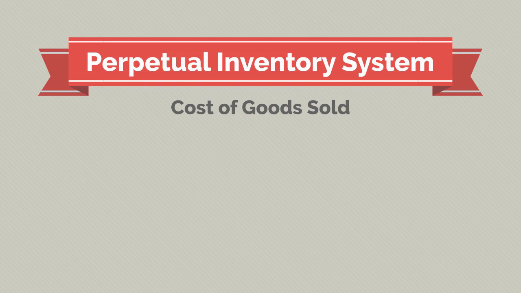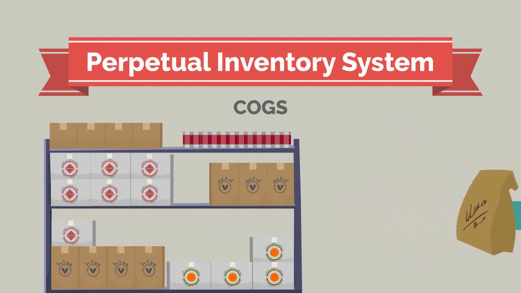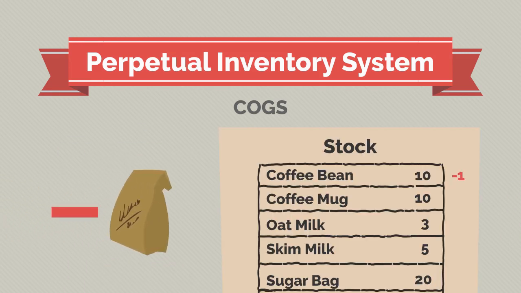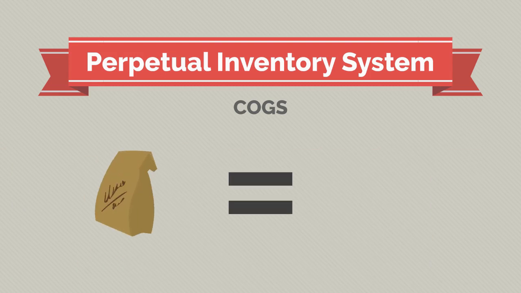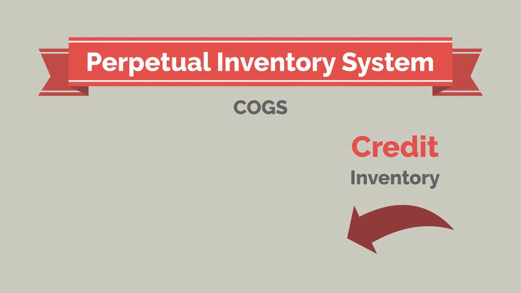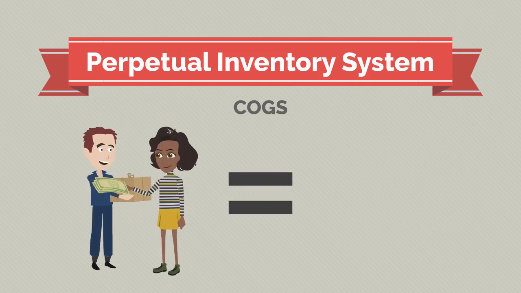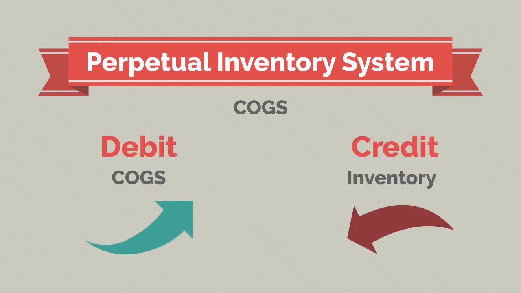The second entry is to record the cost of the goods sold, which is known as COGS. When a good is sold, there is an inventory outflow. When inventory leaves the store, we need to take it off our books by removing its value from the inventory account. We also need to remove the amount we spent to acquire that inventory. The inventory account is an asset account, so we decrease its balance by crediting the inventory account. We also represent the cost of acquiring the inventory as an expense by debiting the COGS account.